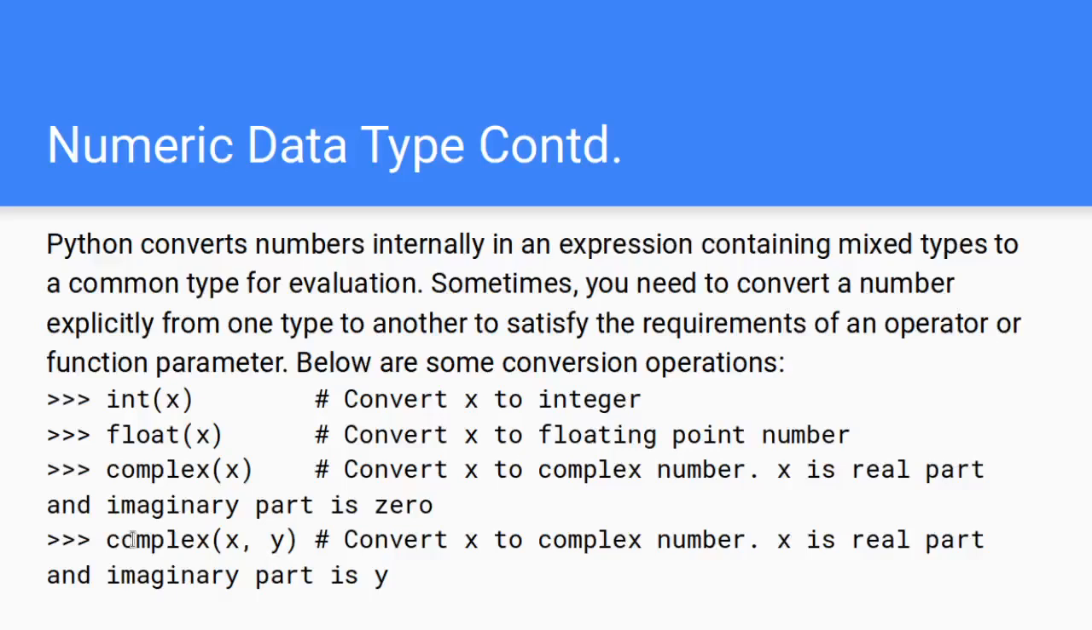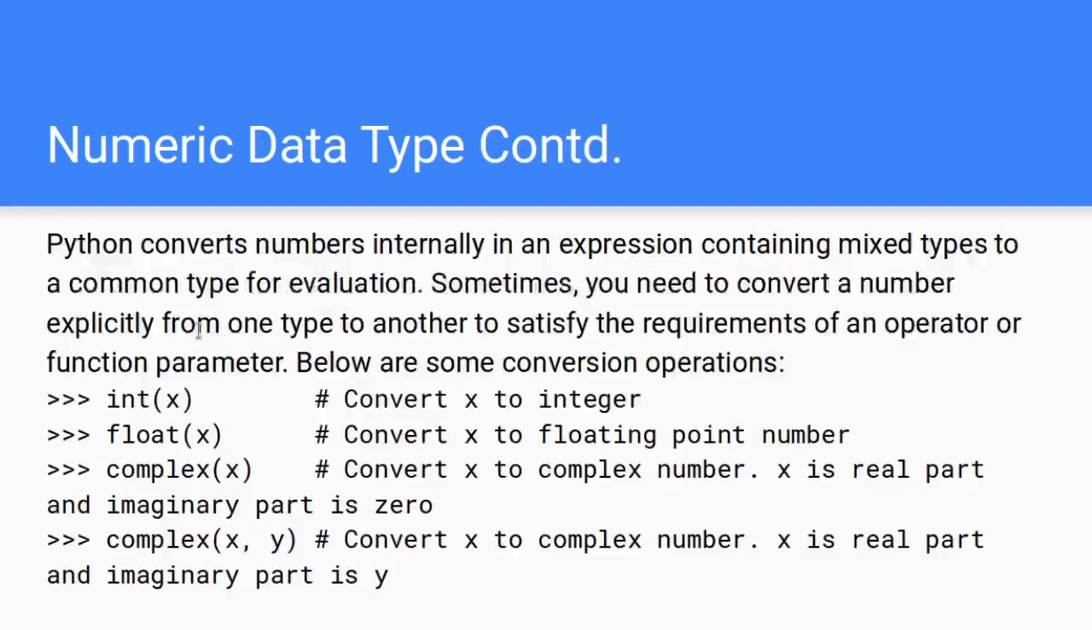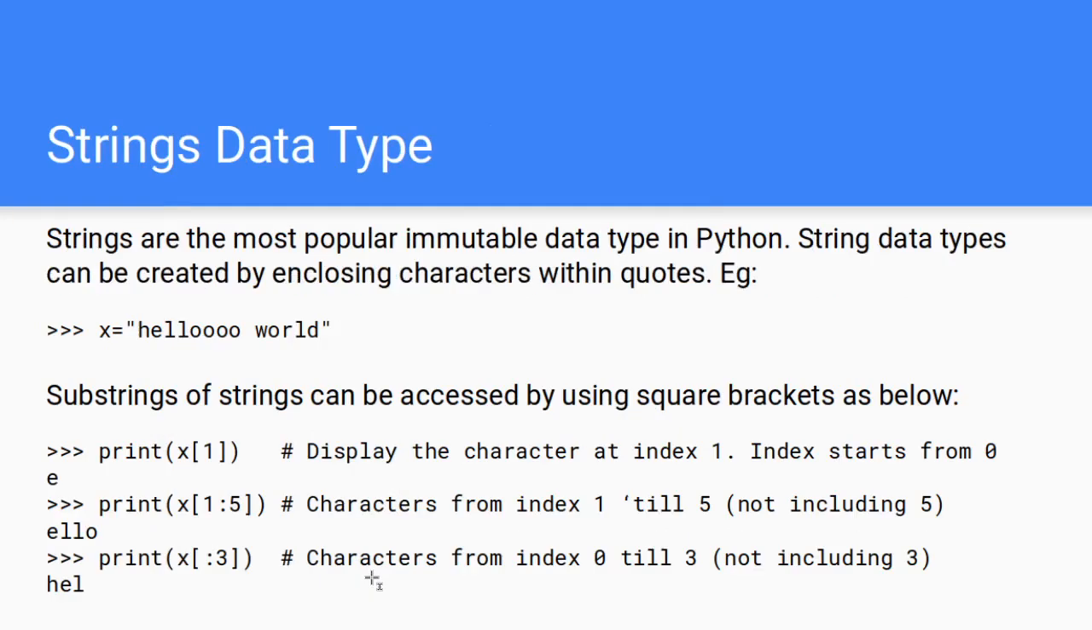Python converts numbers internally in an expression containing mixed types to a common type for evaluation. Sometimes you need to convert a number explicitly from one type to another to satisfy the requirements of an operator or a function parameter. So int of x, you can convert whatever x is. Let's say x is 1. Now we convert x to an integer. Well, it already was an integer, so it's still an integer. We can convert it to a float, so it'll be 1.0. Complex, it'd be 1. And complex of 1 and y, let's say y is the imaginary part. And you need to get into complex numbers to find out what's going on there.